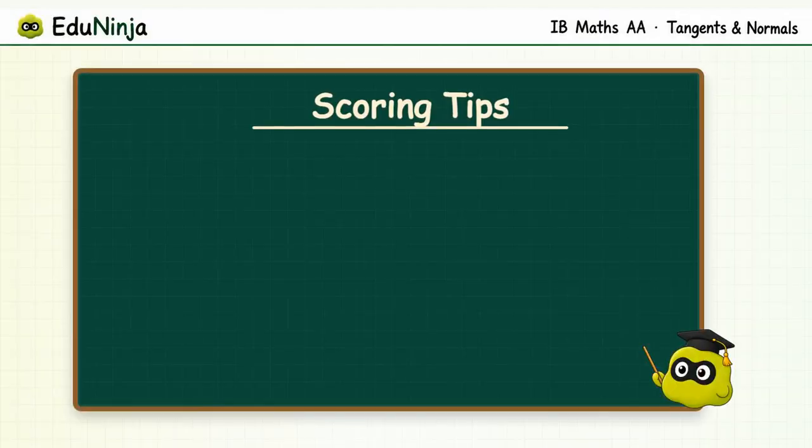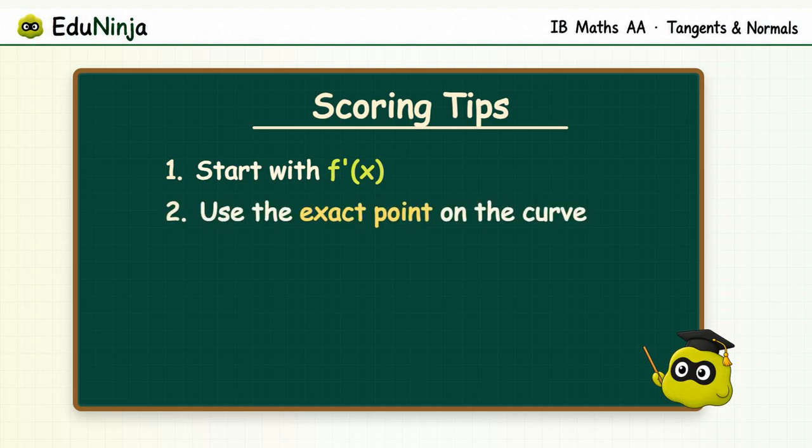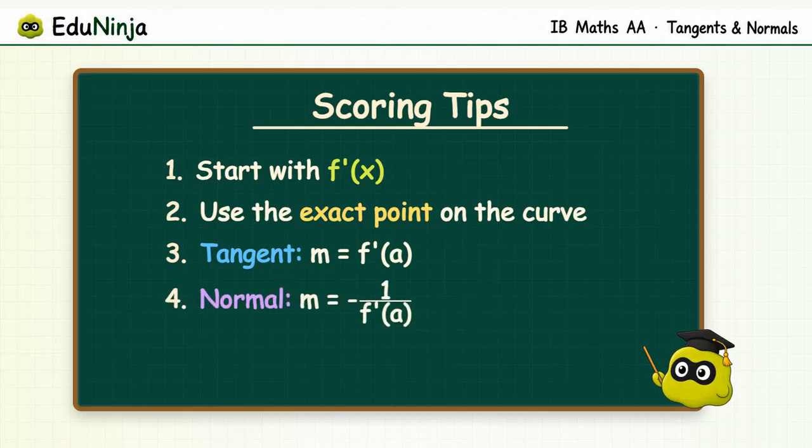For scoring, keep this order. First, write down f prime of x. Second, find the exact point on the curve from the original equation, not from the derivative. Third, for a tangent, use f prime of a as the gradient. Fourth, for a normal, use the negative reciprocal. The most common mistake is mixing up the tangent gradient and the normal gradient. A quick check is this. Tangent and normal gradients should multiply to -1. If they do, your gradient relationship is correct.